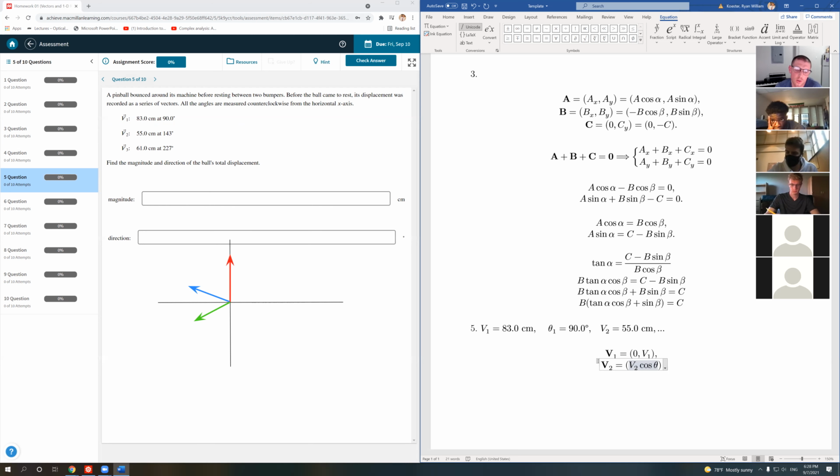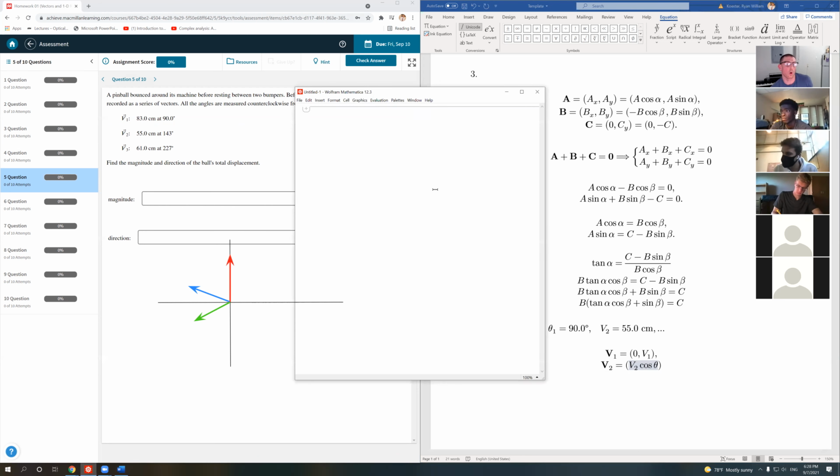You would just write v2 cosine theta. And I don't know off the top of my head what the cosine of 143 degrees is, but I can easily check using my fancy calculator here, right? And I see that, well, okay, that's not helpful.